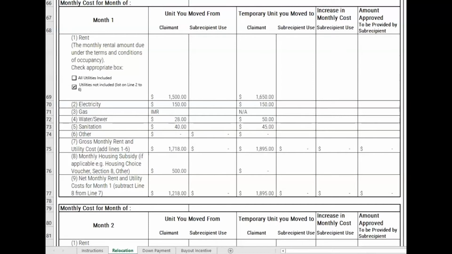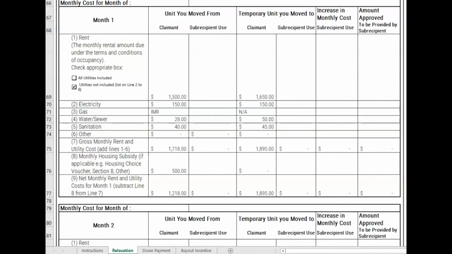You can see in our example how the applicant input their rental and utility costs for both the unit they moved from and the unit they moved to temporarily. At their previous unit, gas was included in the monthly rent, so they input IMR in the cell. And in the unit they are moving to, they had no gas, so they input NA. In line 7, costs from lines 1 through 6 automatically calculate for gross monthly rent and utilities.